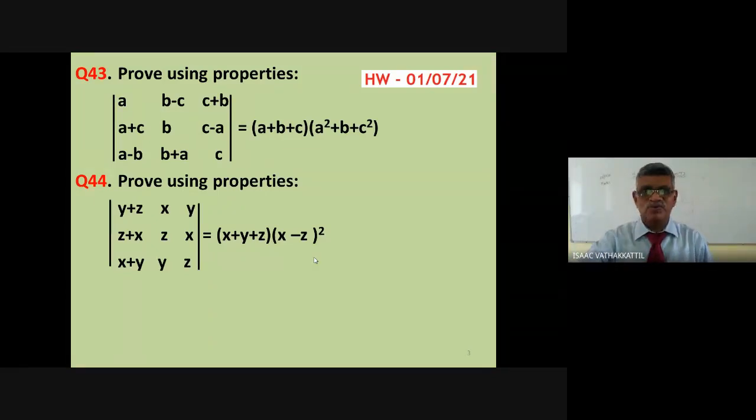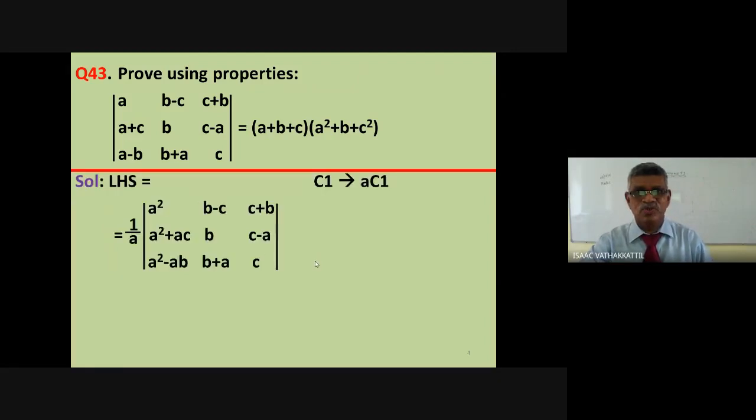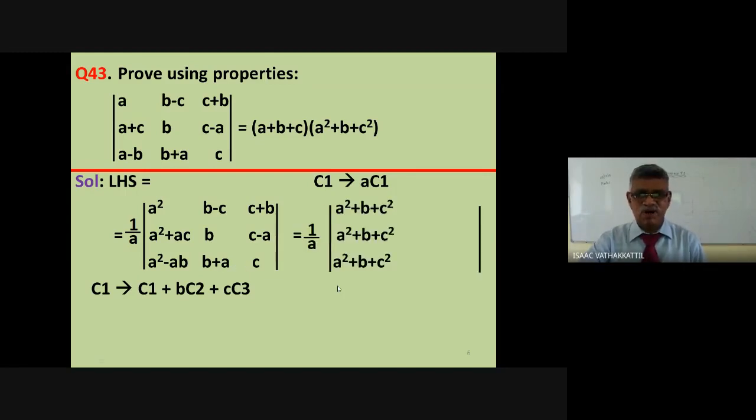Question 23 is to prove the right side, a plus b plus c into a squared plus b squared plus c squared. We take the left side, C1 changes to aC1. So 1 by a into the first column, I multiply with a, so outside I divide with a. Then simply add C1 changes to C1 plus bC2 plus cC3, and that will be 1 by a into the first column becoming all a squared plus b squared plus c squared.